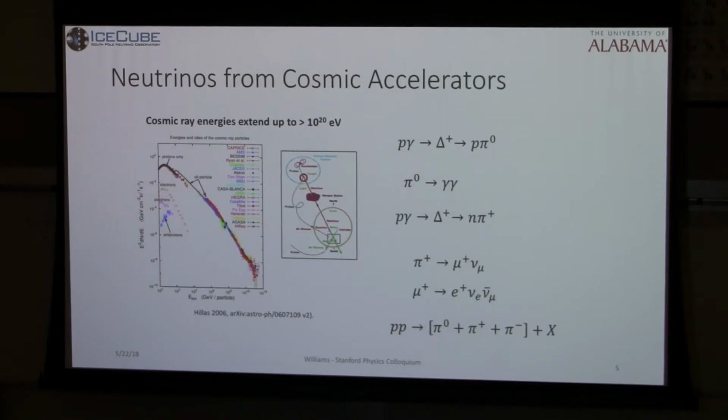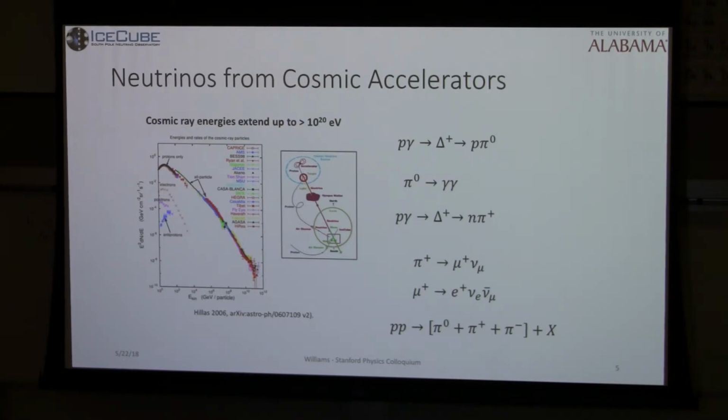So, neutrinos from cosmic accelerators. What is prompting this idea, what caused us to build this detector that I will describe, is the fact that cosmic rays have been observed all the way up to energies of about 10 to the 20 eV, one a little bit higher than that. And this spectrum, these energies are much higher than what we can achieve on Earth in accelerators.